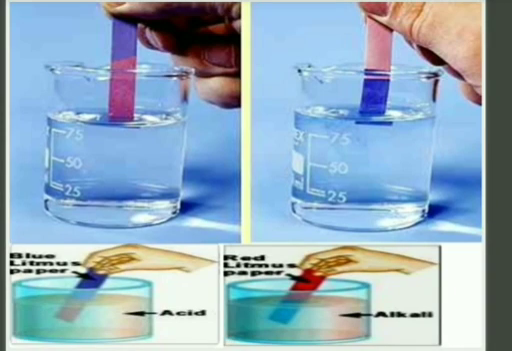blue litmus is getting changed to red. Can you tell what type of solution it is? It is acid. And here red is turning blue, so it is base. Okay, like this you can have the activities related to finding acidic nature and basic nature.